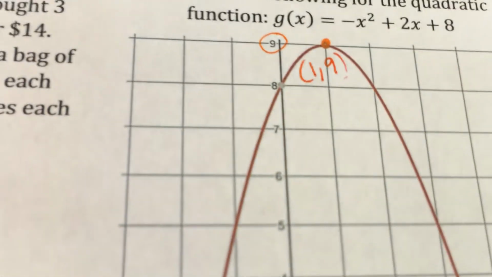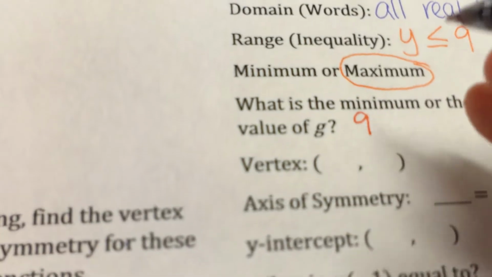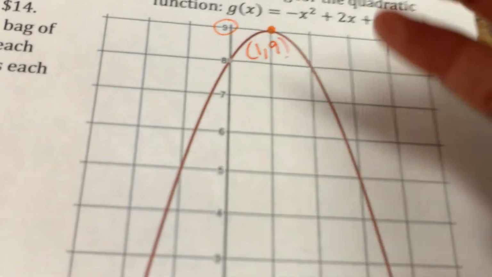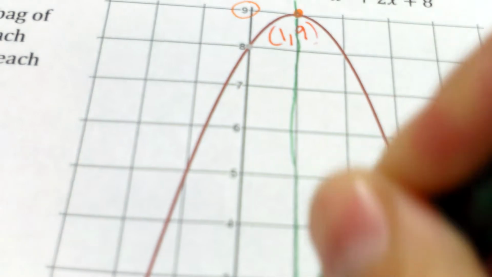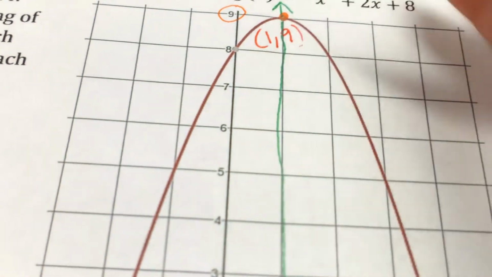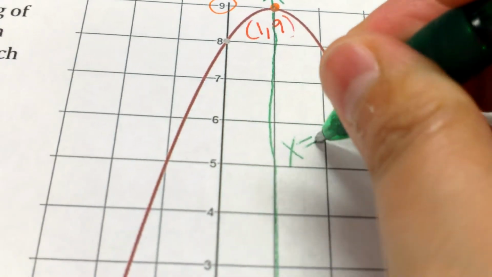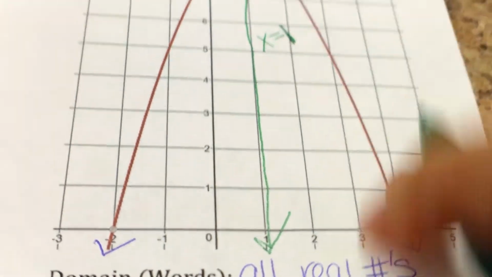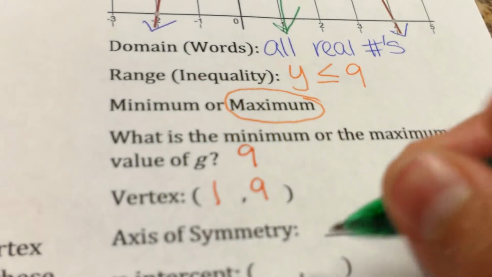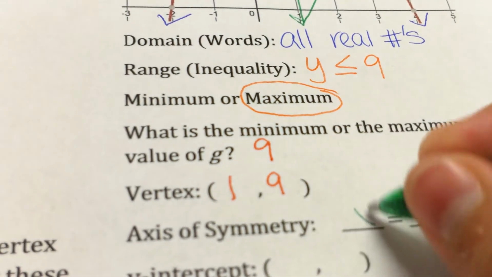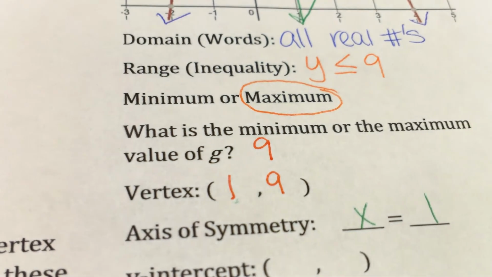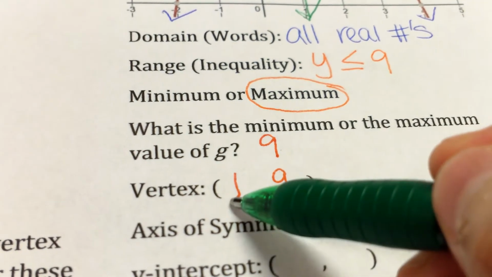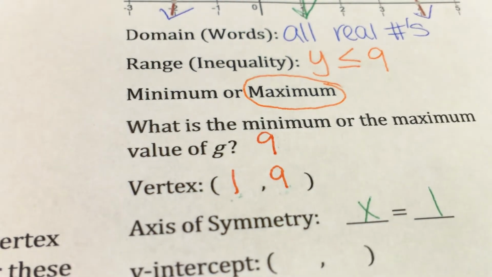Vertex, we just found it. It's that coordinate 1, 9. The axis of symmetry is the line that cuts the parabola in half. It's going to cut it in half right at the vertex. Vertical is up, down. It's x equals, where does it cross the x-axis? At 1. X equals 1. Remember, we've said it so many times before, the axis of symmetry is the first number of the vertex. X equals 1, that's your x value. And the y is your minimum or maximum value all the time. That's your axis of symmetry, and that's your minimum or maximum value.